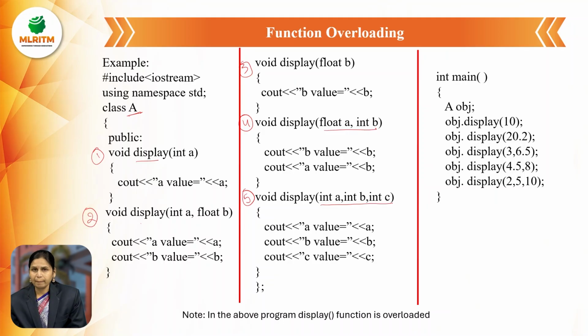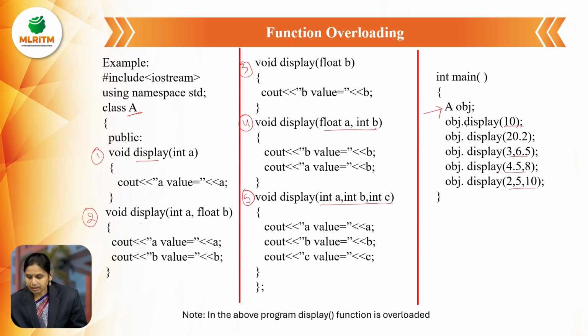Now go to the main function. The program execution begins from the main function. First, an object is created for the class A, object name obj. obj.display: here we are calling the display function using the object 5 times, 1, 2, 3, 4, 5 times. I am calling the same display function with different parameters. Now let us see the execution.